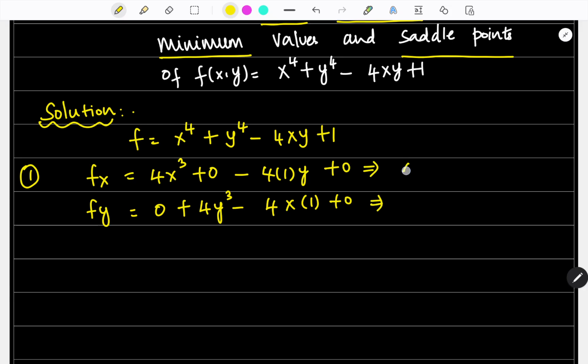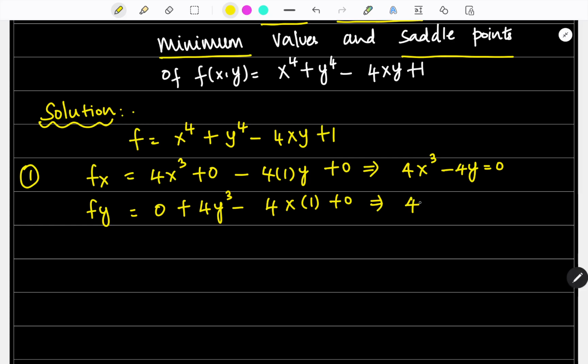Let me simplify this. This is 4x cubed minus 4y equal to 0, right? Okay, now the next is what?